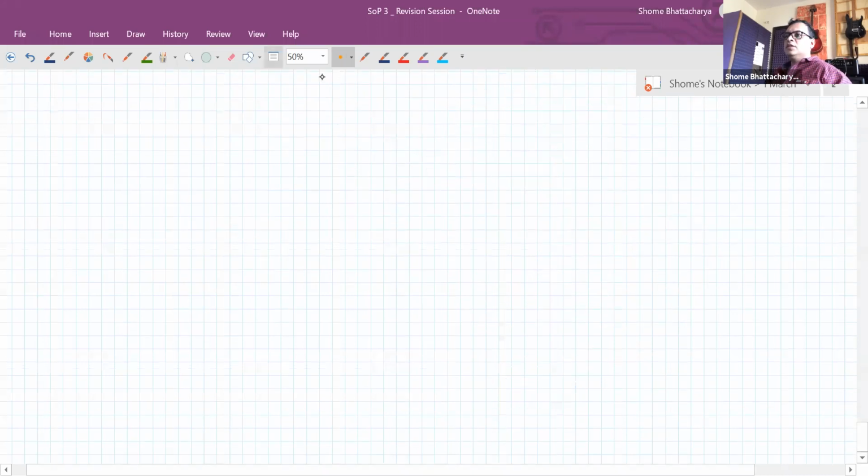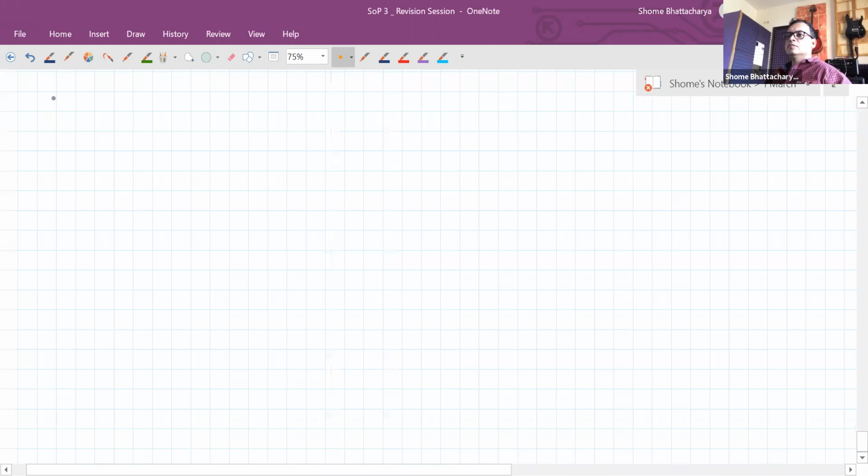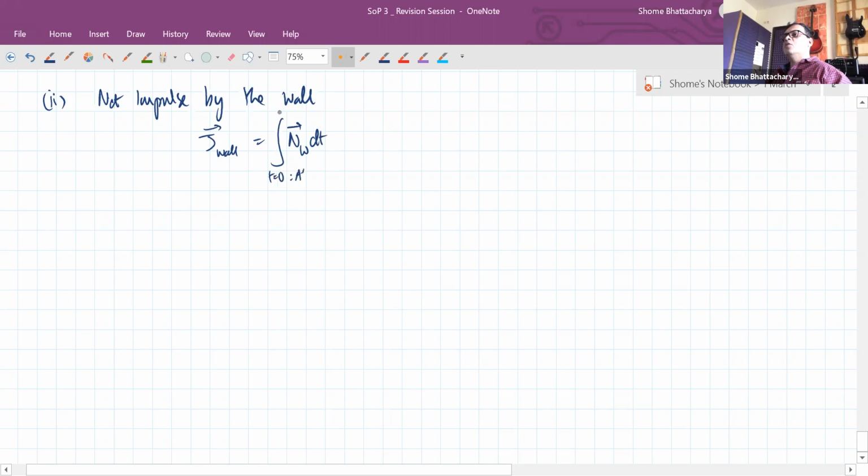Okay, now to calculate the impulse due to the wall. So the second part of the question, the net impulse by the wall. Okay, so that will be this normal reaction that the wall applies for the time in which it is in contact, until the particle reaches the point B.